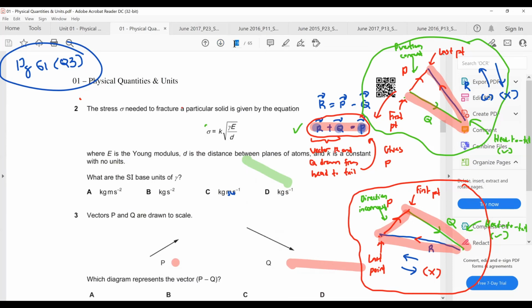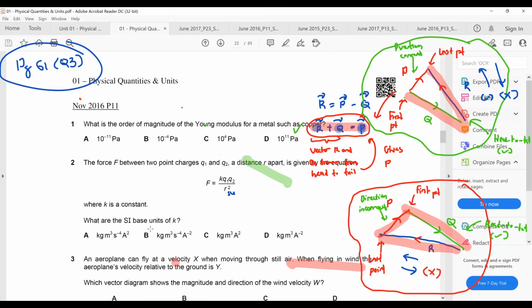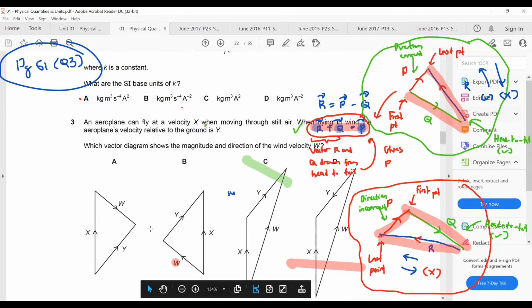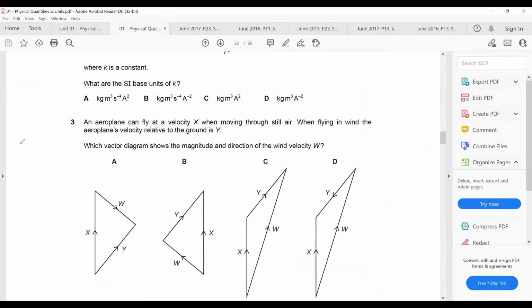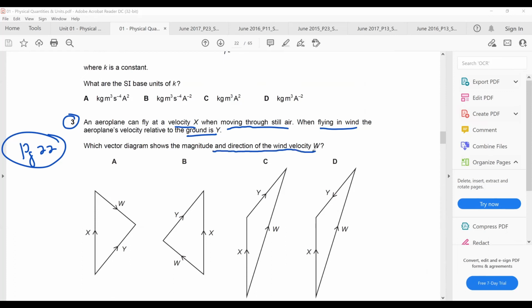Okay, now there's another one. This is question, then page 22. All right, just have a look at page 22. Okay, page 61, do as your homework. Just have a look at page 22. Okay, now they tell you an aeroplane, again question 3. They tell you that an aeroplane can fly at a velocity of x when moving through still air. When flying in wind, the aeroplane's velocity relative to the ground is y. Which vector diagram shows the magnitude and direction of the wind velocity w?